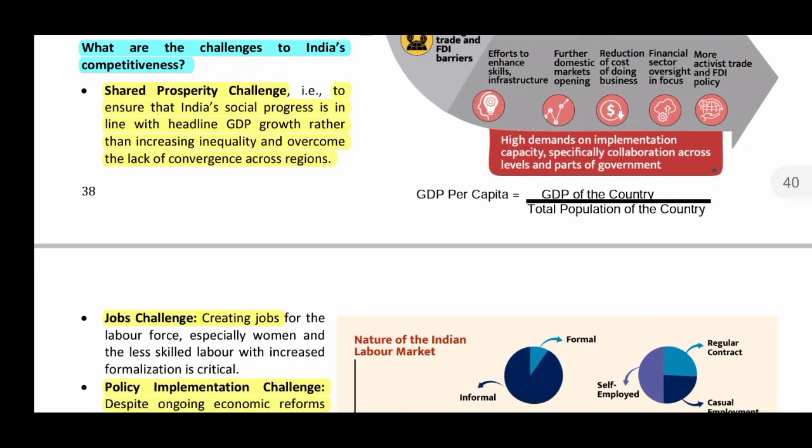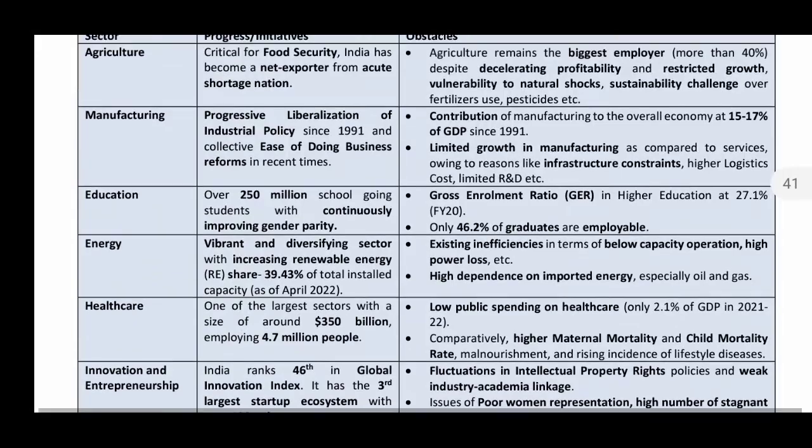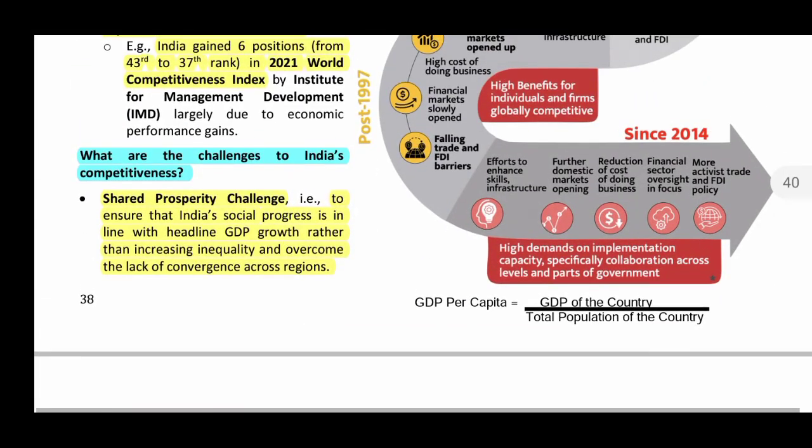There is the challenge of shared prosperity: to ensure that India's social progress is in line with headline GDP growth rather than increasing inequality, and to overcome the lack of convergence across regions. So firstly, what is GDP per capita? GDP per capita is the GDP of the country divided by the total population of the country.